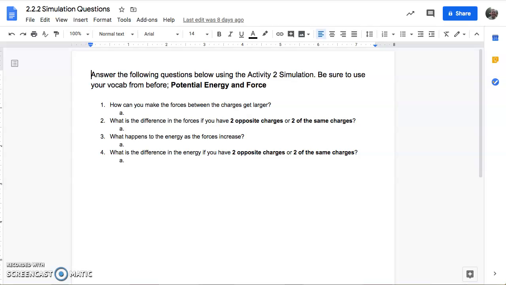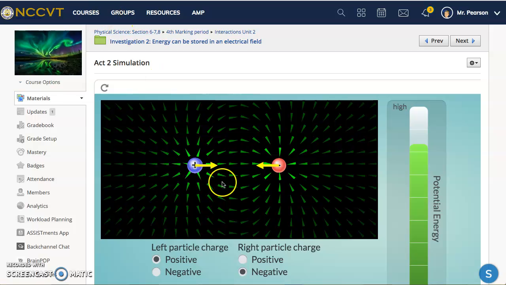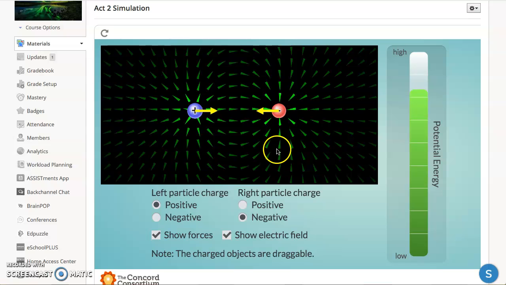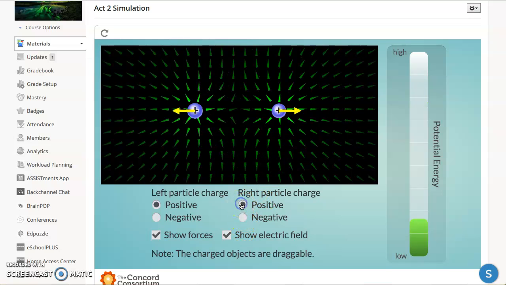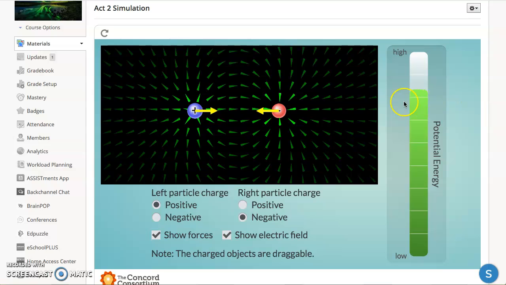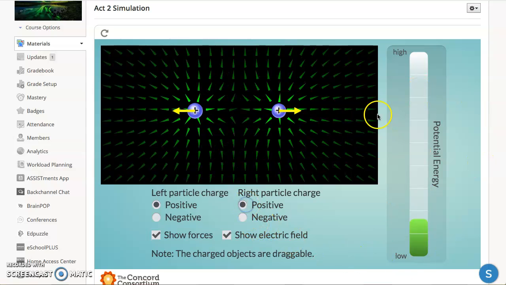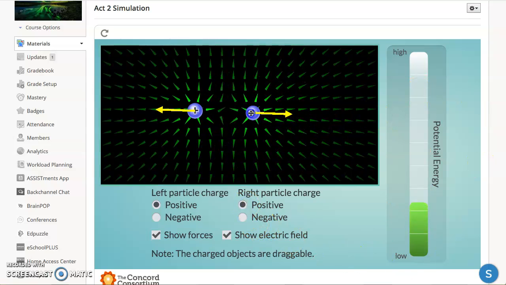Second one, a little bit simpler here, okay? How can you make forces between the charges get larger? What happens with the forces if they are the same or opposite, okay? And the big idea here is that obviously we know that opposite charges attract, like charges are going to repel, right? But we can see that that has a very different effect on the potential energy over here. And that's what we're looking at.